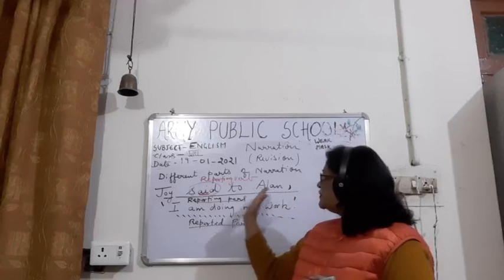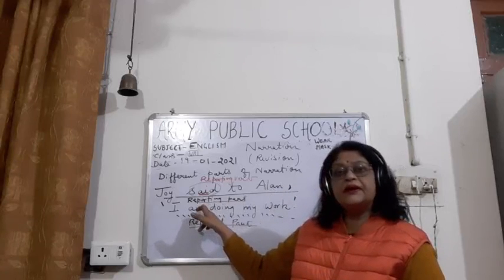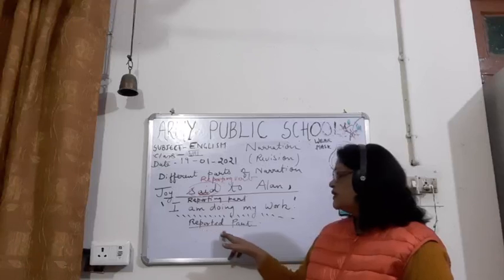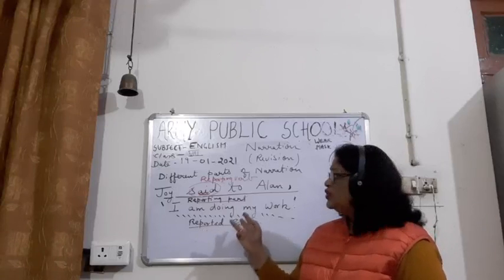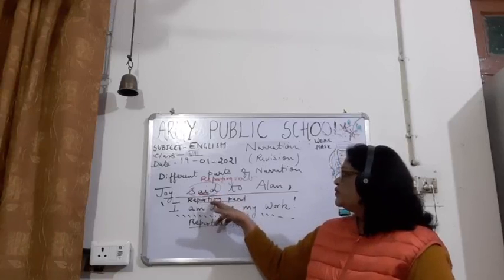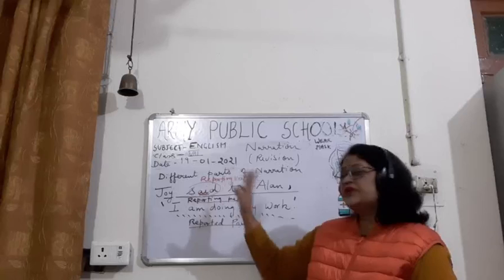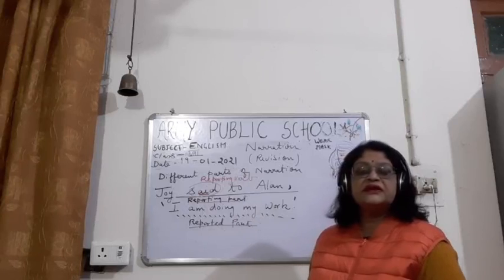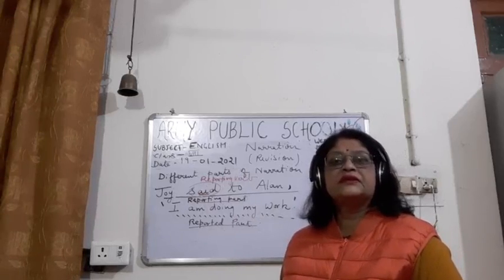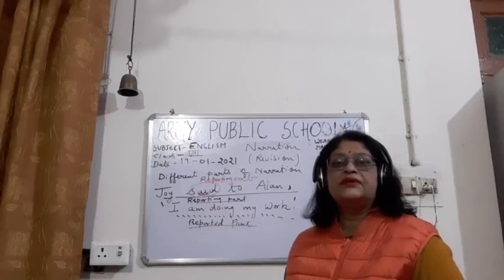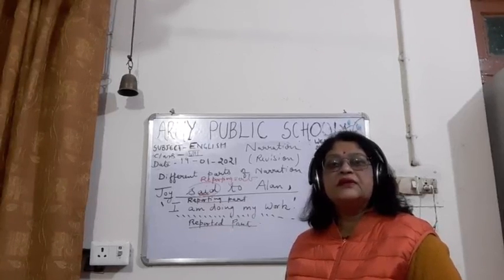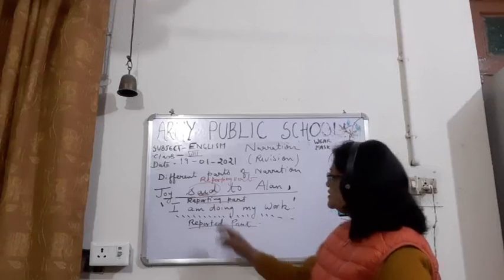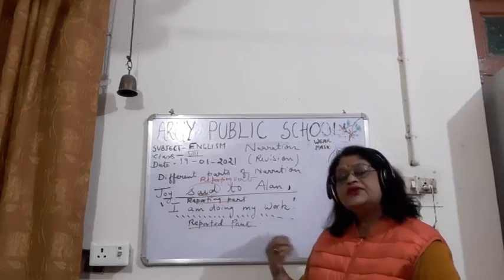So the part which is before the inverted comma is the reporting part. And the part which is inside the inverted comma is the reported part. So our reporting part is this one, and this is the reporting verb which determines the whole changes. So you have to see what the reported part is, which determines the whole changes.